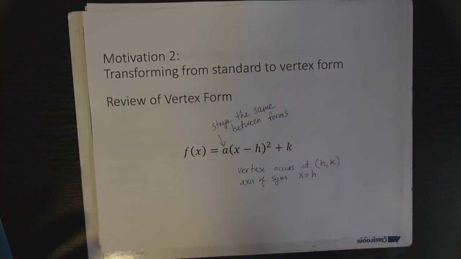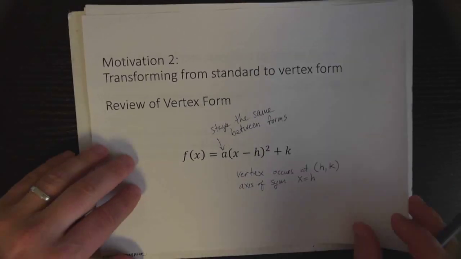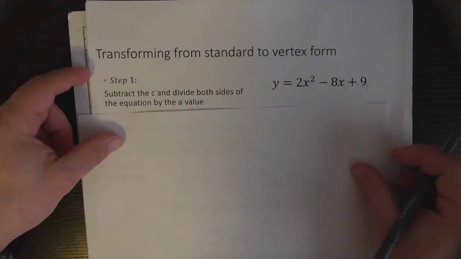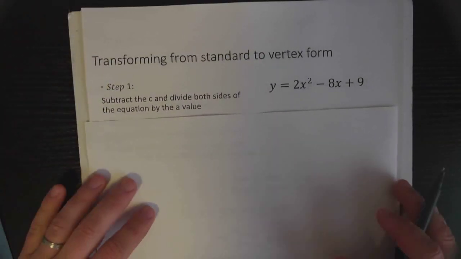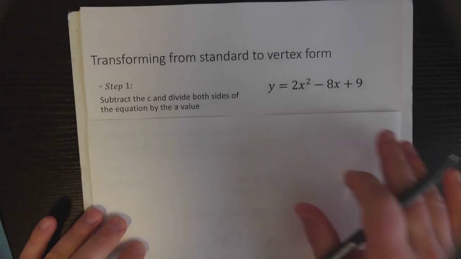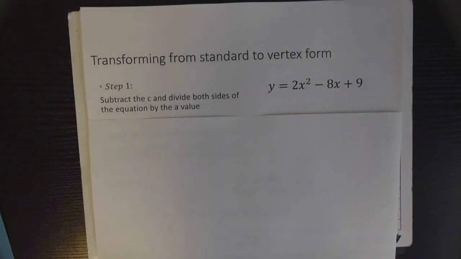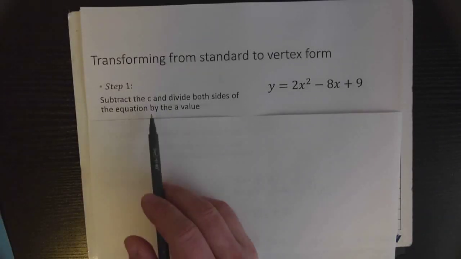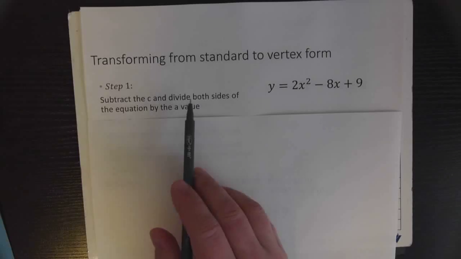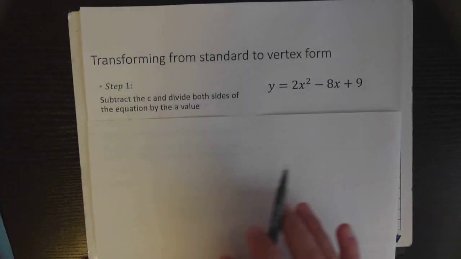So again, we're transforming, but we might be able to come up with a little shortcut to go from standard to vertex form. So it takes 3 steps to transform from standard to vertex form. So step 1 is that we have our quadratic function here. Step 1 is to subtract c and divide both sides of the equation by the a value.